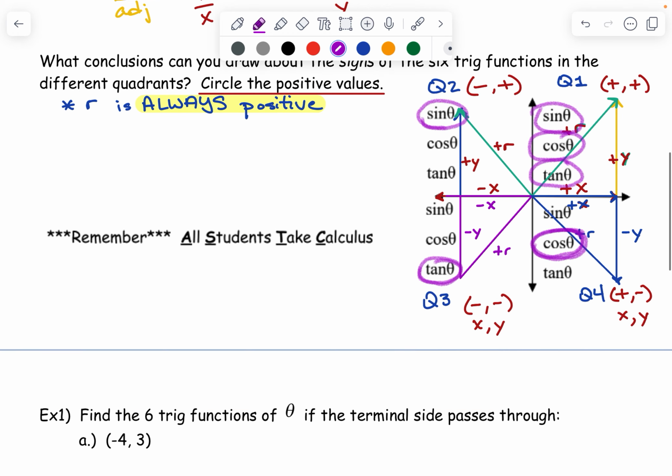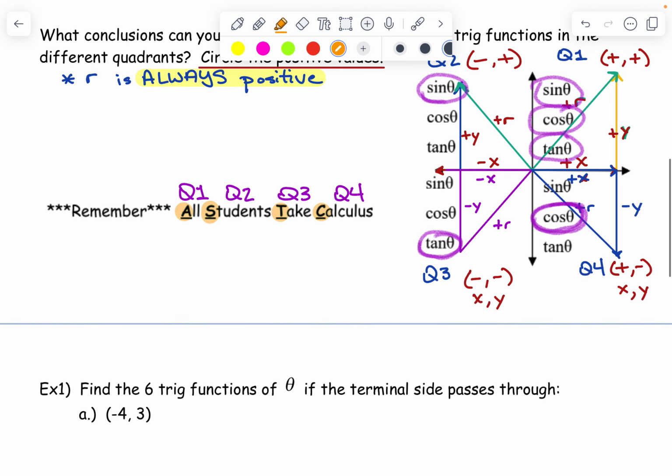Now, an easy way to remember this, starting with quadrant 1, is the mnemonic: All Students Take Calculus. All of the trigonometric functions in Q1 are positive. In Q2, just sine and its reciprocal, so that's where the S comes from. In Q3, just tangent and cotangent. And in Q4, just cosine and secant.